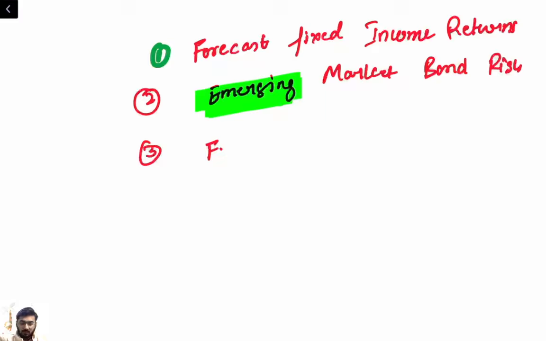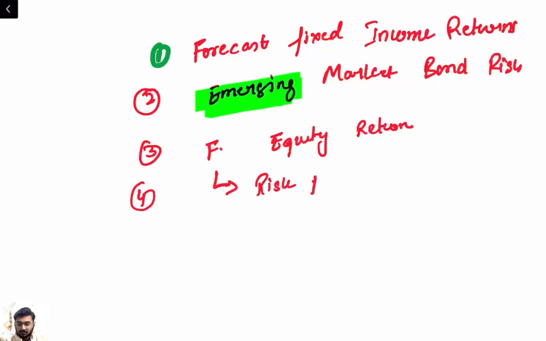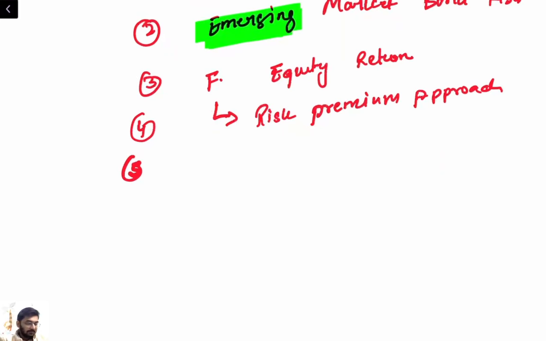Then I will forecast equity returns, another asset class. Then we are going to understand the risk premium approach: higher the risk, higher the return. Then we are going to forecast real estate returns.